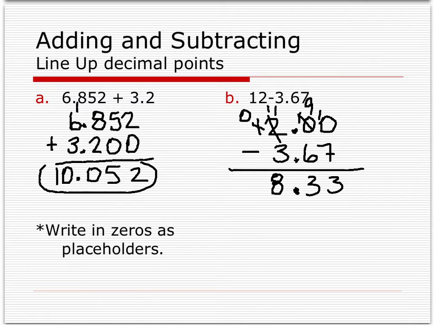And again, I can use estimation. 12 take away 3 is roughly 9. And so 12 take away 3 is 9, and 8 is very, very close to 9. So therefore, I know that I'm on the right path.